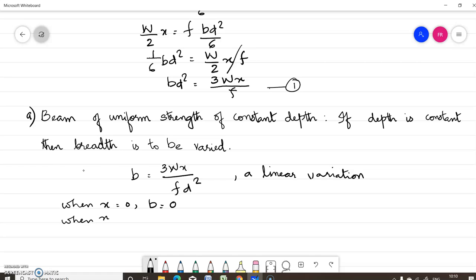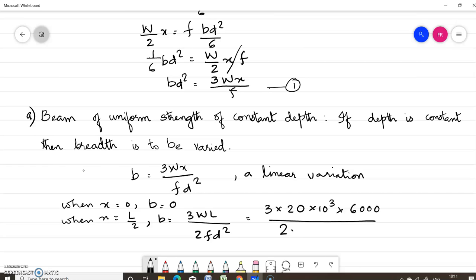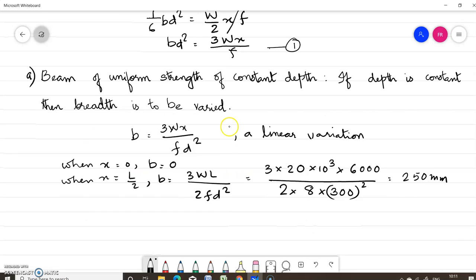When X equal to L by 2, what is the breadth? Breadth is equal to 3WL divided by 2FD square. Now we can substitute the value of W and L: 20 into 10 cube Newton into 6000 millimeter divided by 2 into F, which is 8 Newton per millimeter square, into depth square, 300 square, which gives 250 millimeter. So here we have kept the depth constant and the breadth is varied.